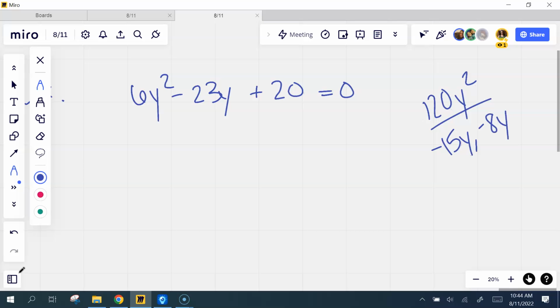Hardest part of this one, in my opinion, right? So right, 30, 60, 90, 120, yeah. All right, so I have 6y squared minus 15y minus 8y. Does it matter if I wrote 8y before the 15y? No, it does not matter.